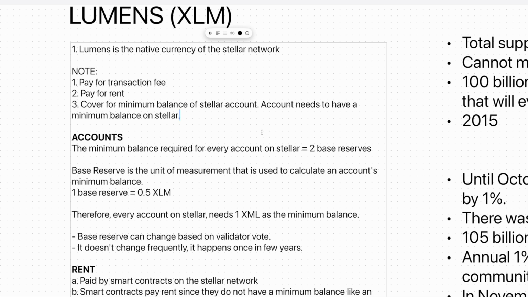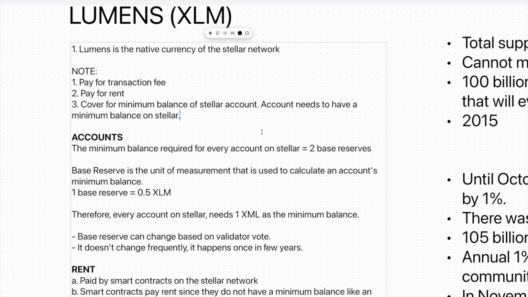Now that we've talked about it, let's keep it in. You need to have a minimum balance on Stellar. So that's basically that. Now, we understand that we need to pay a transaction fee, and for every transaction that is performed, Lumen is used to pay for it. For every rent, you also use Lumen to pay for that. And what do we mean by rent? We're going to talk about rent in detail, but now let's first look at this first.